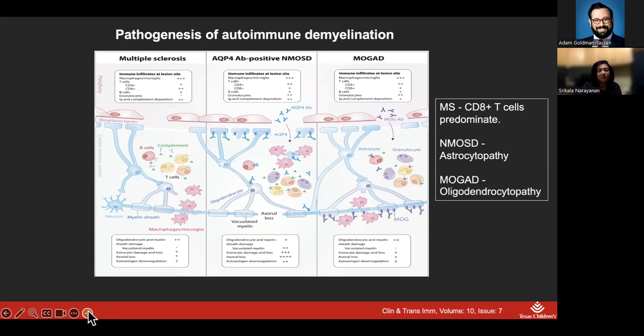NMO spectrum is typically an astrocytopathy, where this is the astrocyte, and you can see in this image that I took from this article, the aquaporin-4 antigens and antibodies bind on the astrocyte, and there's a lot of profound axonal loss here. While MOGAD is more of an oligodendrocytopathy, that's the oligodendrocyte, and that's where the MOG antigen and antibody interact. So there are some differences in the way they might present, the way we treat, and the way it looks clinically and on imaging.